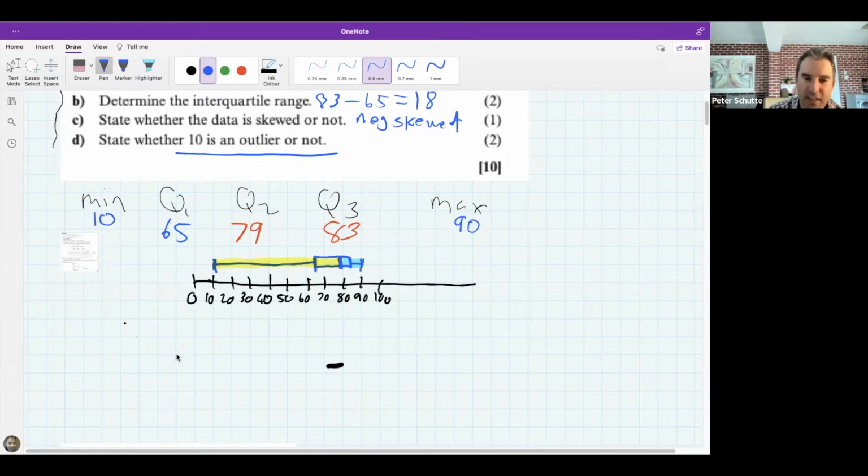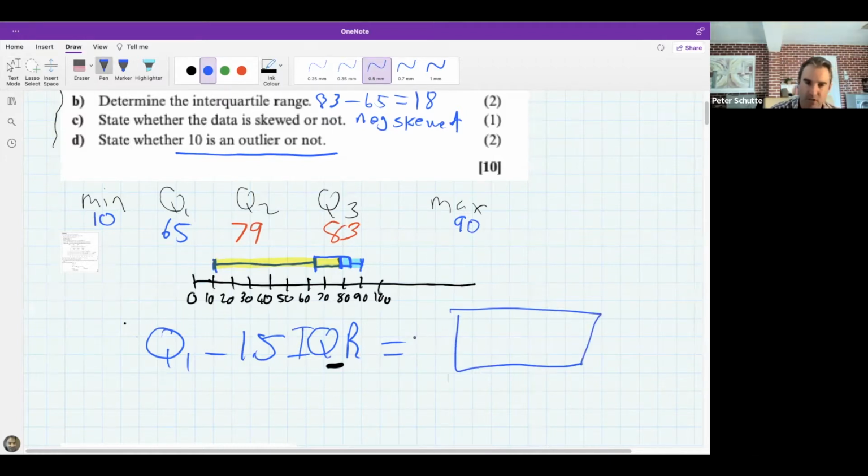Okay, so to find the lower bound, or the number which something has to be below to be an outlier, you just take Q1 and you minus 1.5 times the interquartile range. Yes, Loretta, exactly that. So I want you guys to tell me, is 10 an outlier? If 10 is less than this lower bound, it is an outlier. If it isn't, then it's not an outlier. So try and figure out the lower bound first, and then compare it to 10. You have all the values that you need already. You know the IQR, you know what Q1 is.